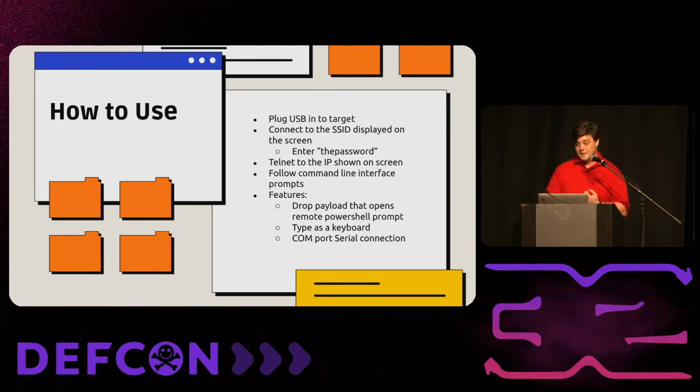You telnet to the IP that's shown on the screen, and you follow the command line interface. Some of the features that it has out of the box are drop the payload, open a remote PowerShell prompt, and type as a keyboard. You can type whatever you want. It'll emulate the keyboard and just type it out. So if you need to do a password prompt or something before you drop a payload and you know the password, you can do it that way. And as a COM port, that's how the payload communicates with you when you get a shell, through a virtual COM port.